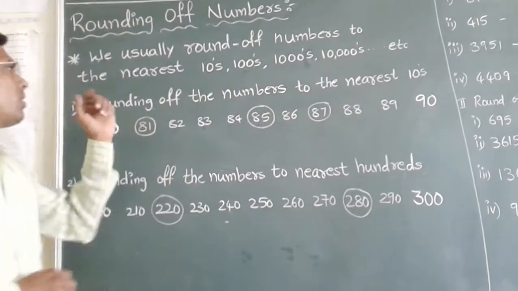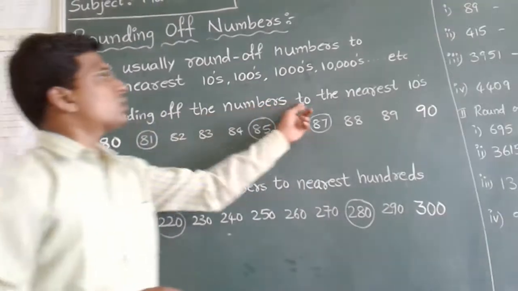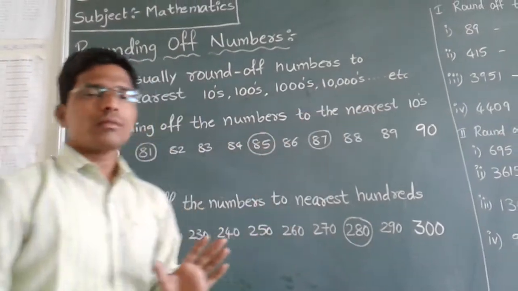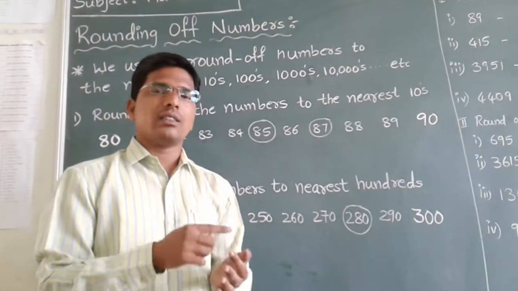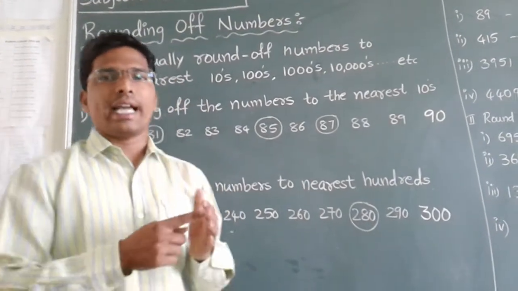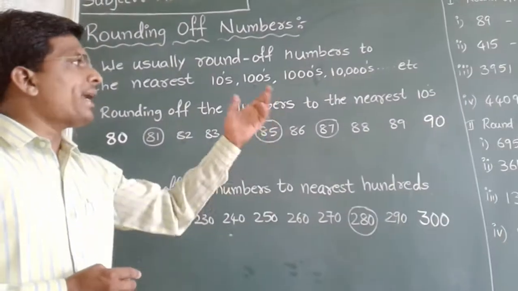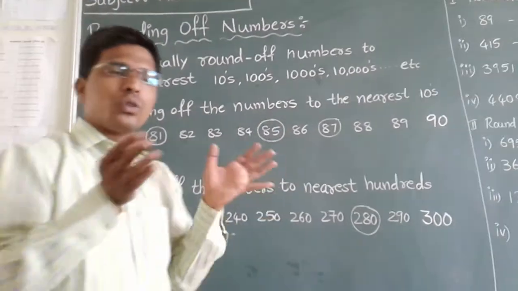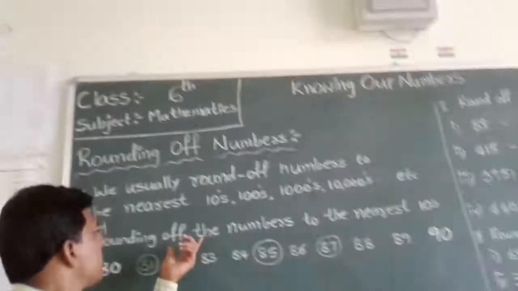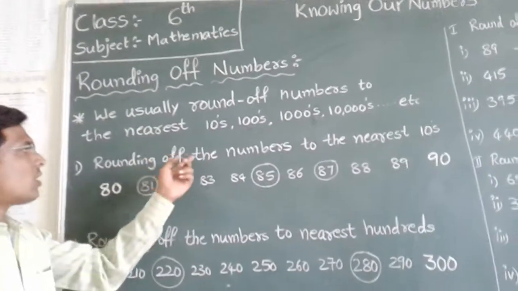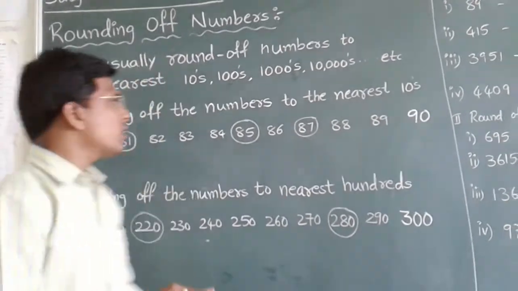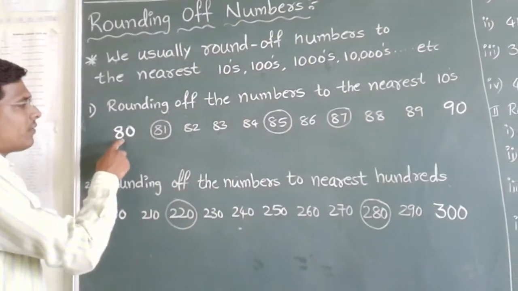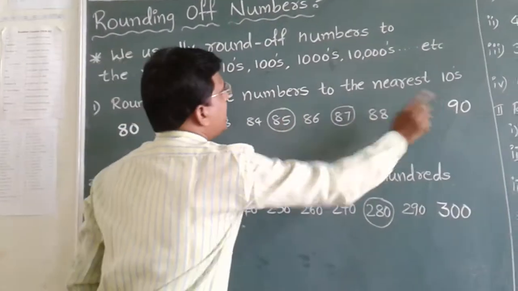For example, rounding of numbers to the nearest tens. Do you know the place values of numbers? Ones, tens, hundreds, thousands, 10,000s, lakhs. Based on the place value we have to round off the numbers. So the first situation is rounding of numbers to the nearest tens only. For example, I have written some numbers, 80 to 90.